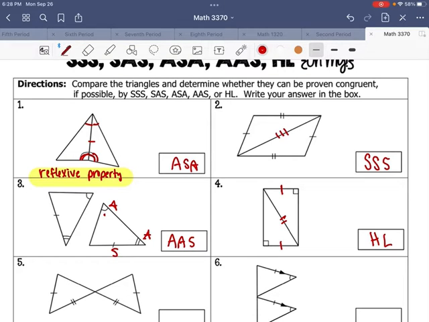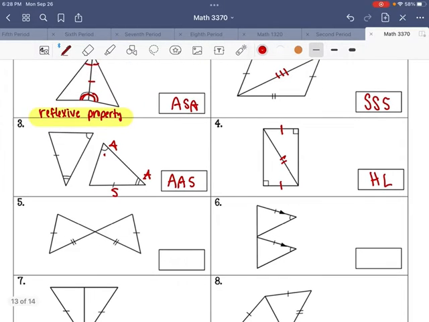This next one, I can mark these angles congruent because they're vertical angles, but that still doesn't give me a valid congruency statement. I have two sides and an A, and it's not SAS because the angle is not between the sides. Sometimes some of the kids try to use this one.